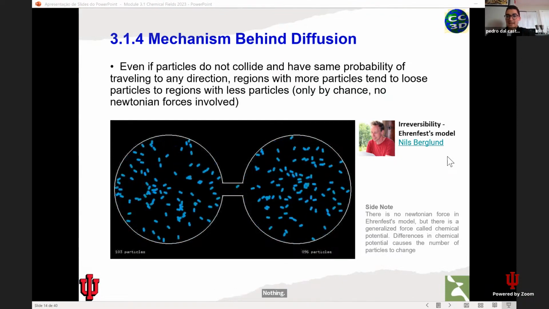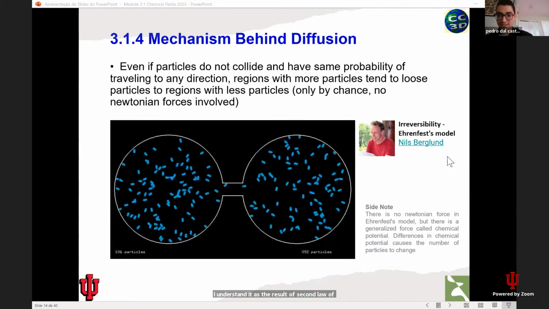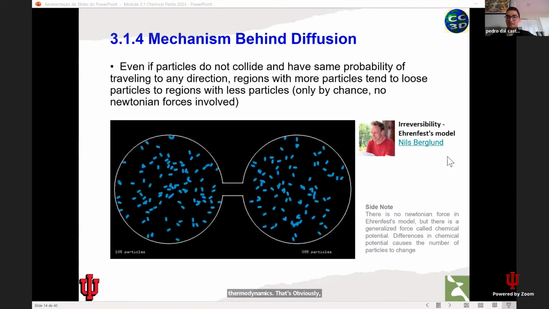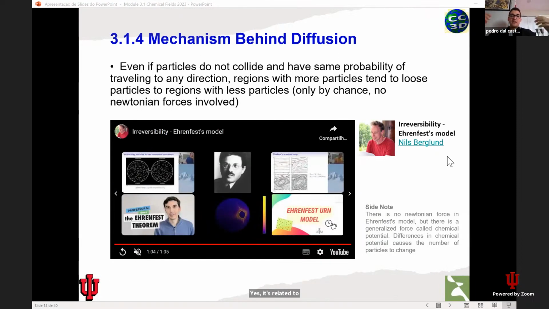I understand it as the result of the second law of thermodynamics. That is, could one say it's entropy? Yes, it's related to entropy, yes. So because of this statistical process, thermodynamics arises, okay? So what you know about thermodynamics is a result of this microscopic process happening on a large scale, okay?